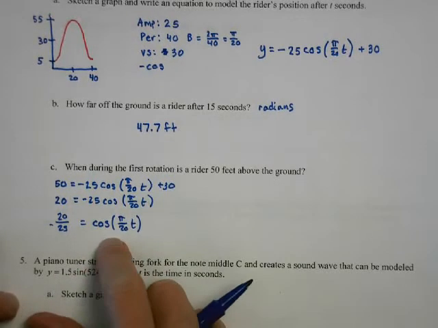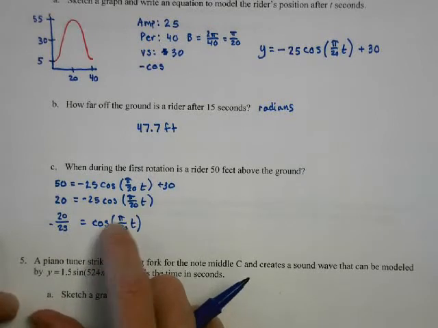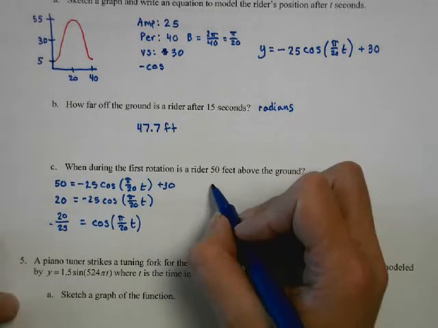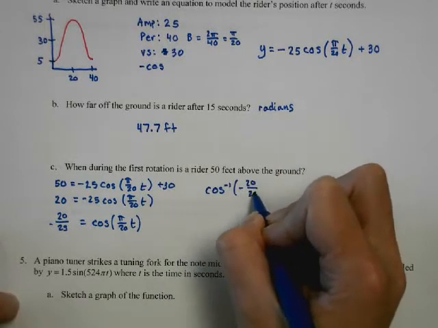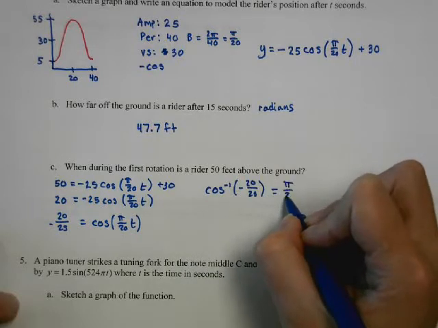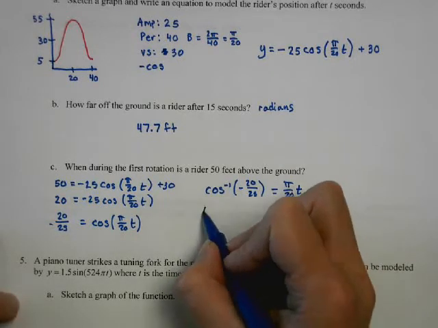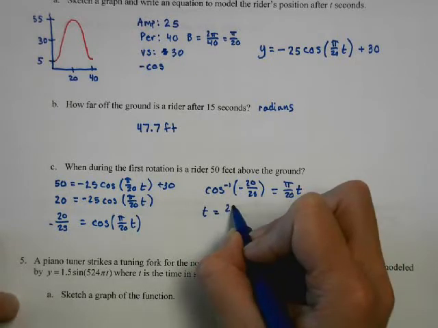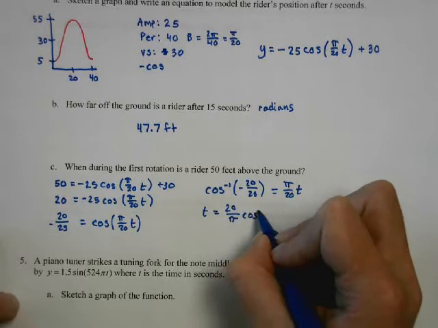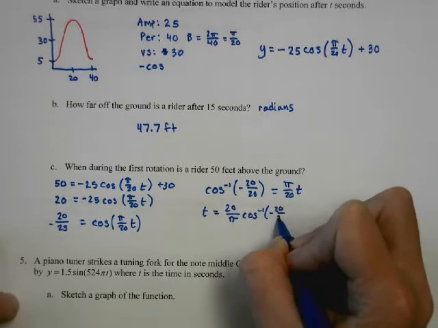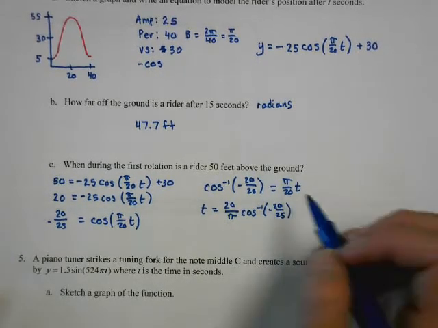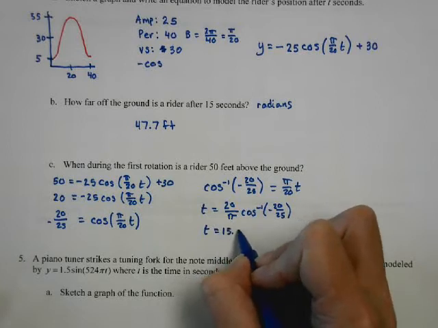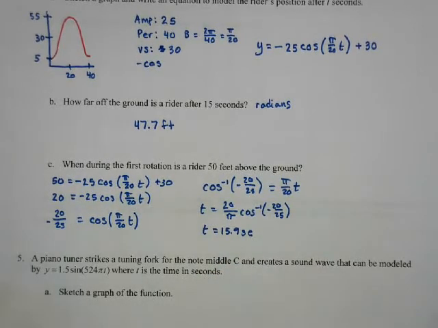Okay, then algebraically, to undo cosine, we need to use inverses. So I'm going to go over here. So we're going to do cosine inverse of negative 20 over 25 equals pi over 20t. So t, I'll multiply by the reciprocal there, is going to be 20 over pi cosine inverse negative 20 over 25. So we type all of that in the calculator, and you're going to get 15.9 seconds.